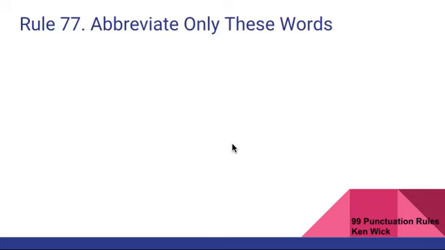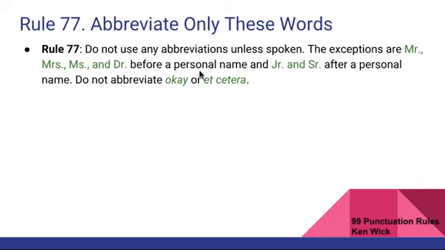My next rule, 77, is basically abbreviate only these words. Do not use any abbreviations unless spoken. So someone would have to say ETA or PhD, and then you would write it. But the exceptions are Mr., Mrs., Ms., and Dr. before personal name, and Jr. and Sr. after personal name. And then the next bit is do not abbreviate OK, write OK, and etc. So you write these two out. You do not abbreviate these.